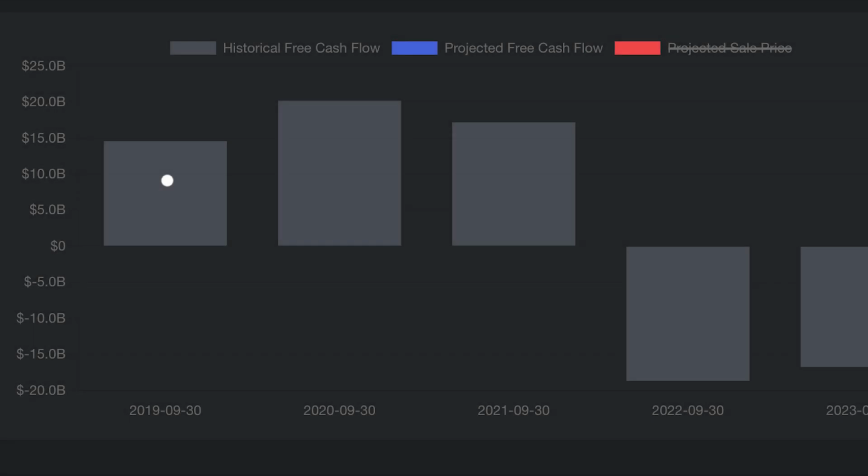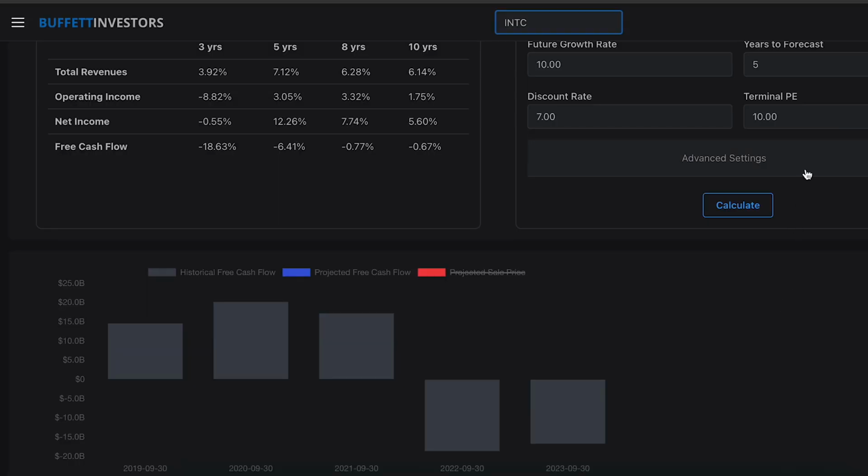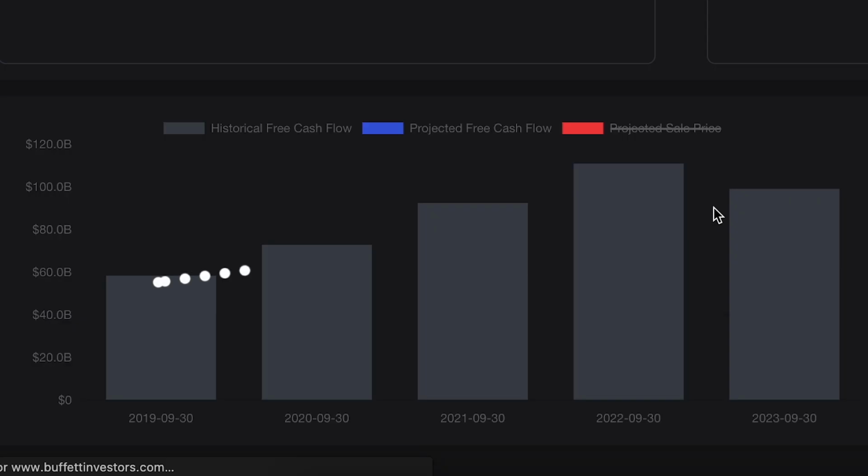Pro tip, every now and then you'll see a free cash flow that is skewed. For example, the company decided to spend a lot on R&D that year. Okay, no problem. You can adjust the starting free cash flow here to a more appropriate figure. But right now, Apple's free cash flow is quite consistent, so no need to adjust with this stock.